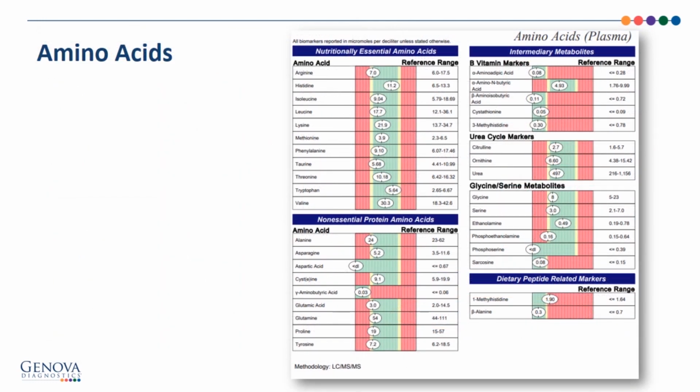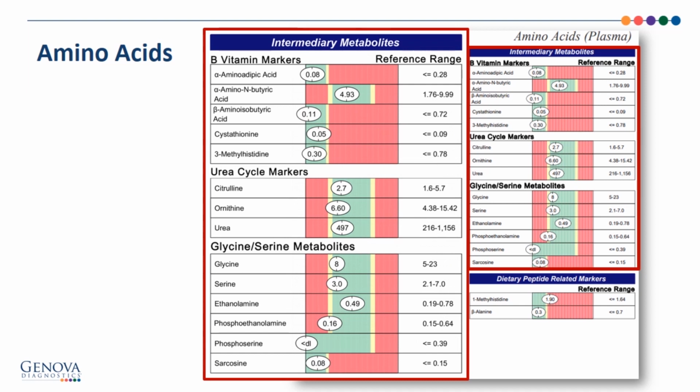We look at the amino acids plasma and continue with the intermediary metabolites, the B vitamin markers, which look fine, the urea cycle markers that look good as well. I always keep an eye on the urea here at 497 because a high protein diet should move the urea to a higher level, shifting it to the right. The glycine and serine metabolites also look within the reference range.